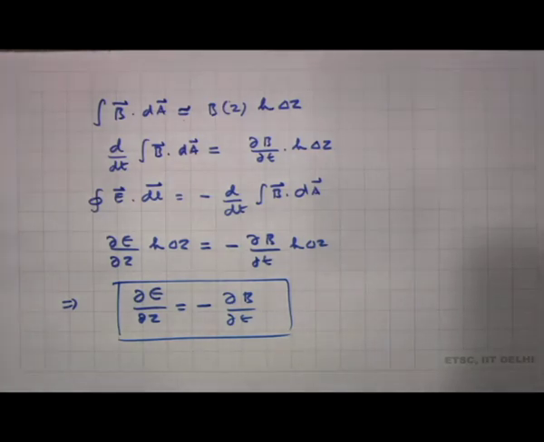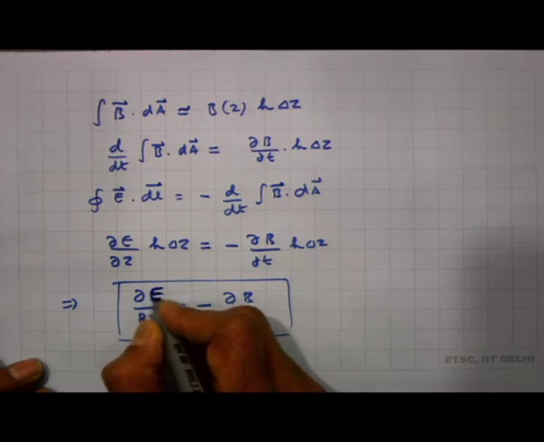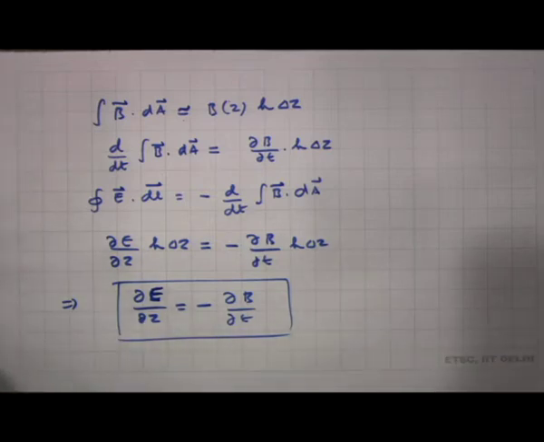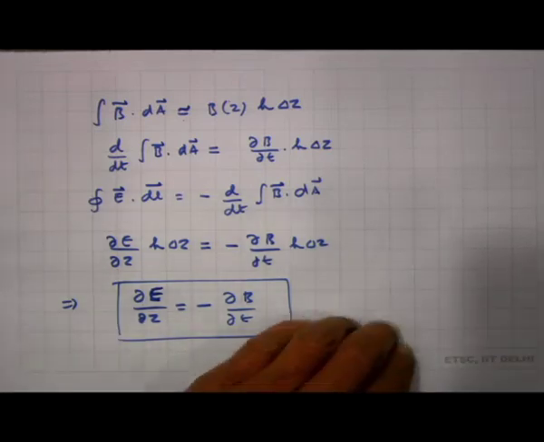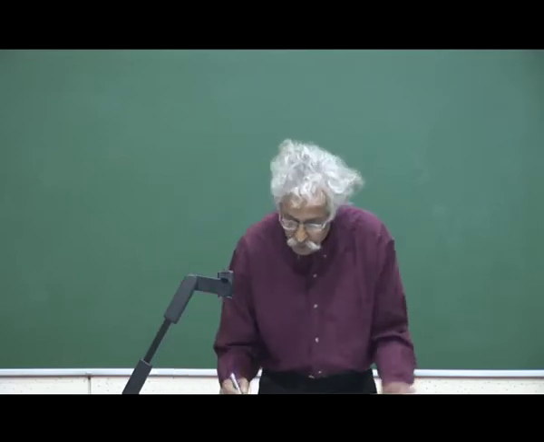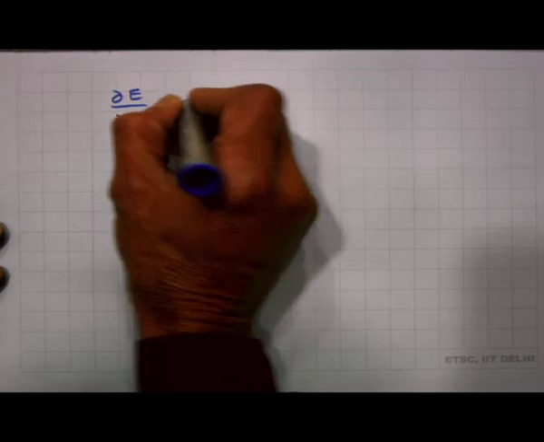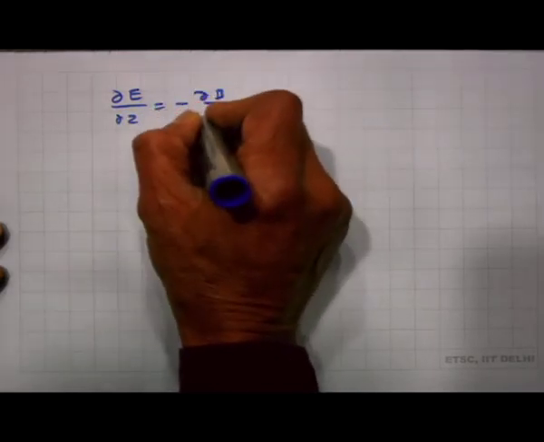So, Faraday's law implies del E by del z, the rate of change of E with z, is equal to minus of del B by del t. Now, if I substitute the solutions which I have written before for the electric and magnetic fields. So, let me write the equation again here. I have shown that del E by del z is equal to minus del B by del t.